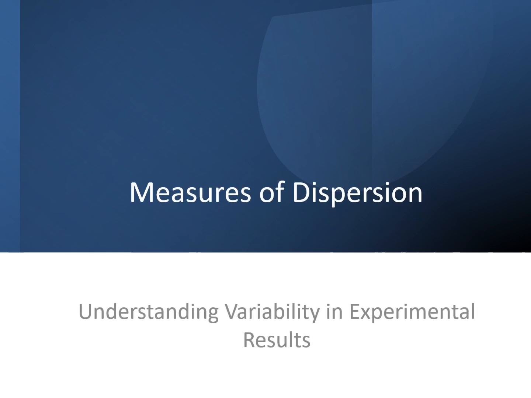Hello, everyone. Today, we will discuss measures of dispersion, which help us understand variability in data. In chemistry, these measures are essential for analyzing experimental results, such as concentrations or reaction rates. Let's dive into the topic and explore how dispersion provides insights into data.